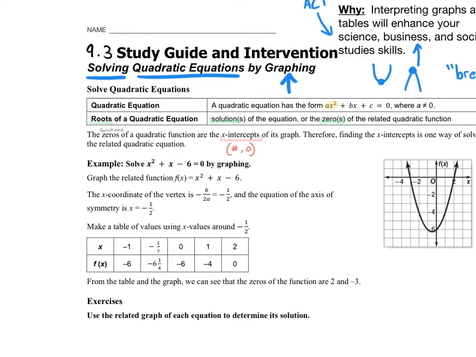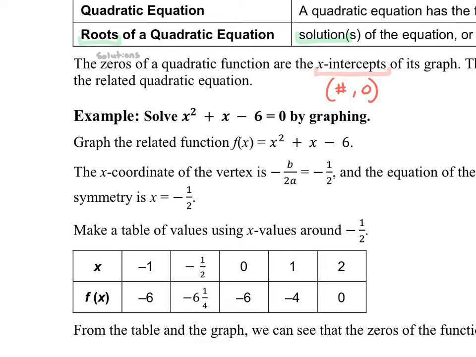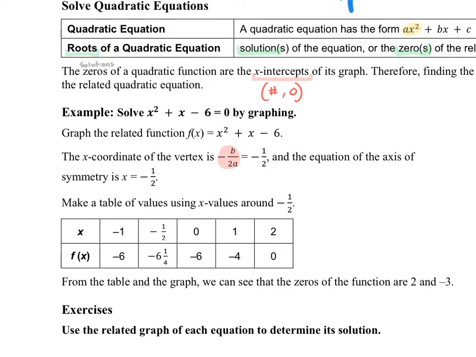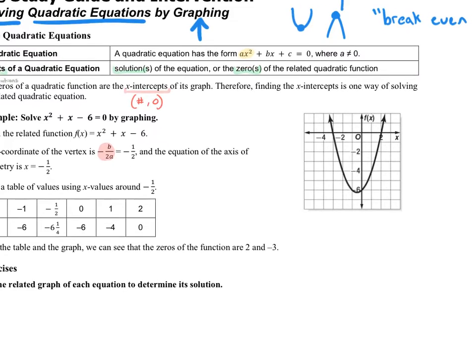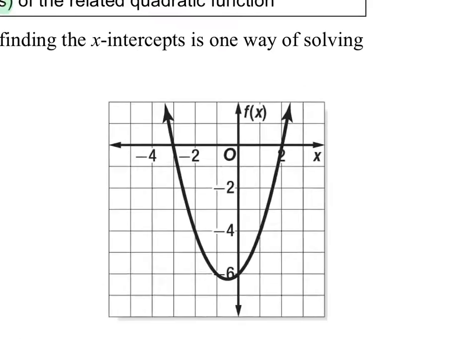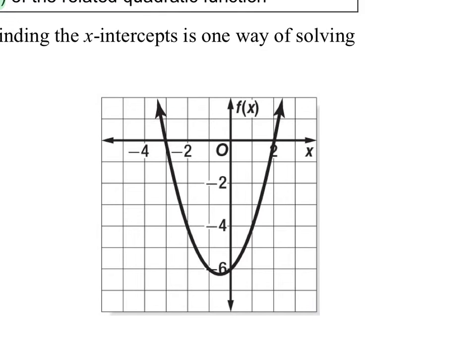Alright? So, when we're asked to solve by graphing, graphing's in the title, so we'll need to graph it. Here's what they did. They went in using our formula from yesterday, negative b over 2a. They found the vertex, and they put the vertex into their table. Now, they didn't put their vertex into the middle of the table, which is what I recommend when we're making our own tables.